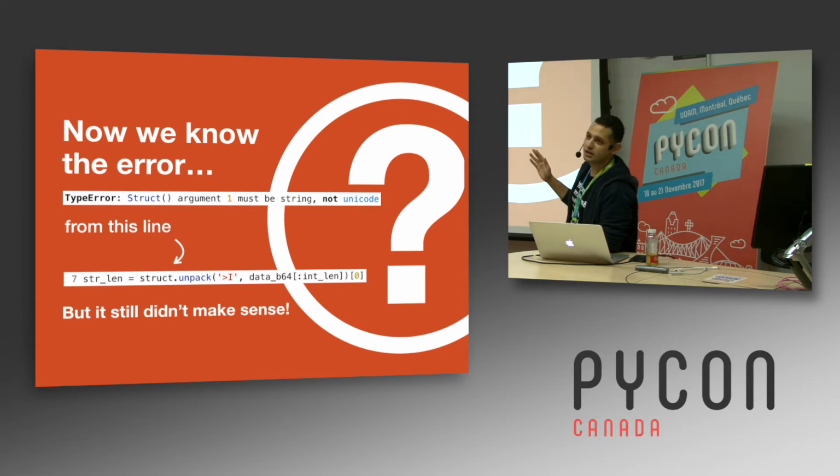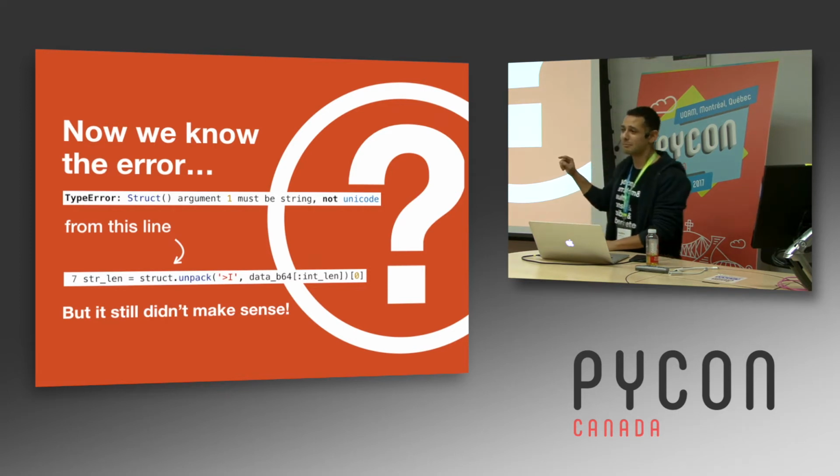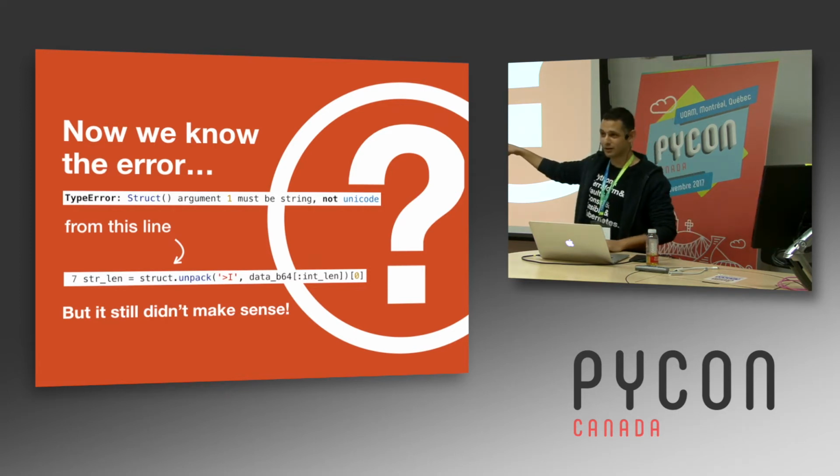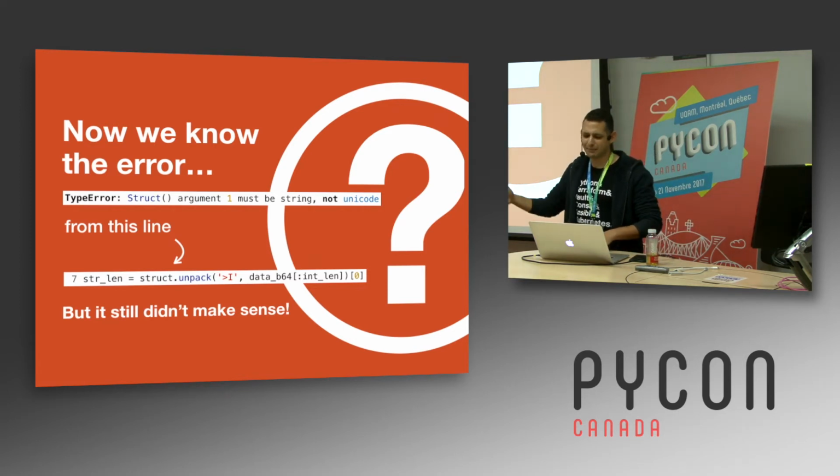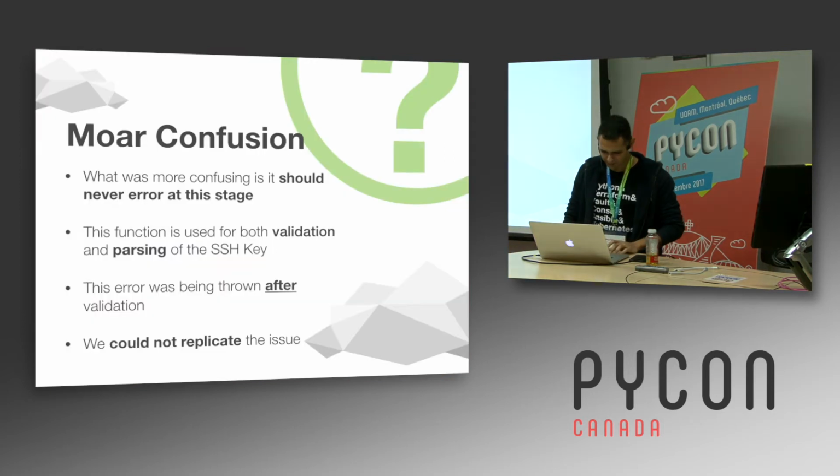The really interesting thing is when it's saying argument 1, it's not talking about the base64 encoded string. That would make a little bit more sense because that's the actual user data. That's the part that changes. It was actually complaining about the ">I", that big endian number, the static string. It didn't make any sense.